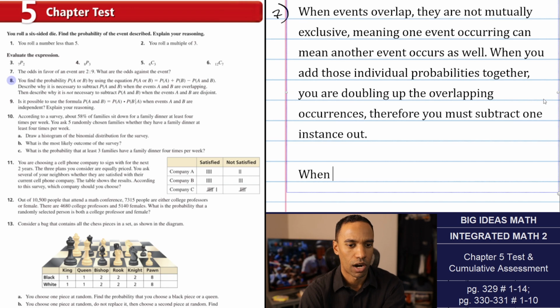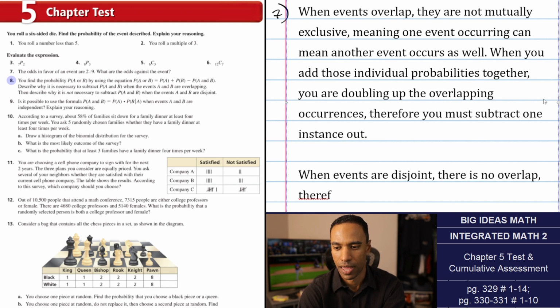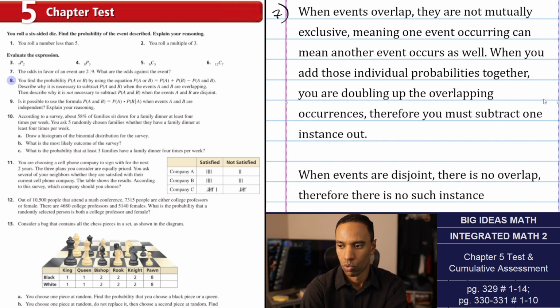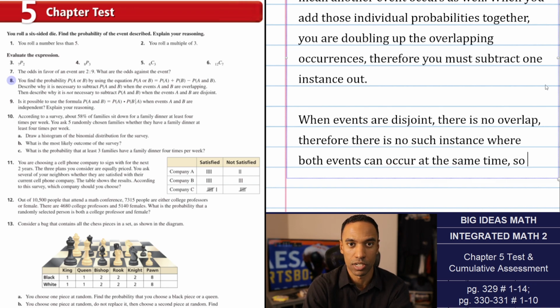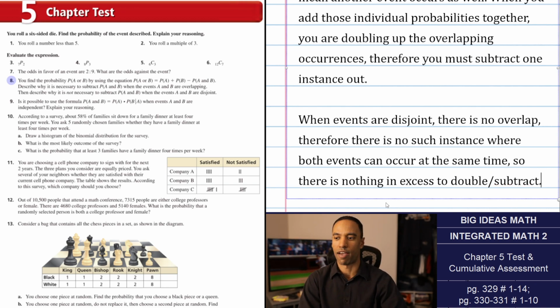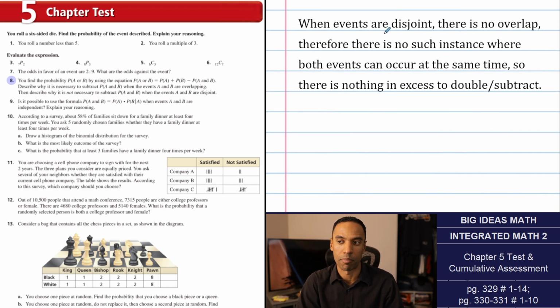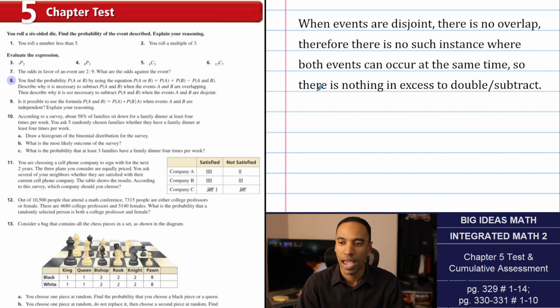Now, when events are disjoint, there is no overlap. Therefore, there is no such instance where both events can occur at the same time. So there is nothing in excess to double, and therefore nothing to subtract. The one that I often say is the heads tails case. If I flip and land on heads, then I'm not going to land on tails, right? Those are disjoint events. There's no probability of heads and tails to subtract out from that, as there's no doubling up to be had. And that's number 8.